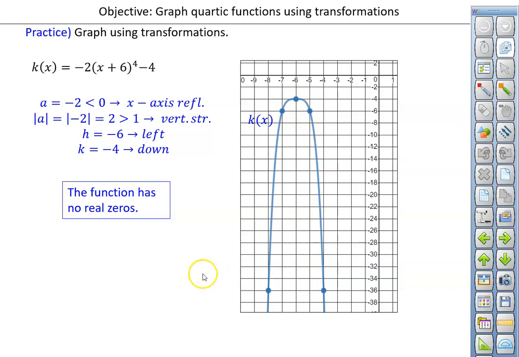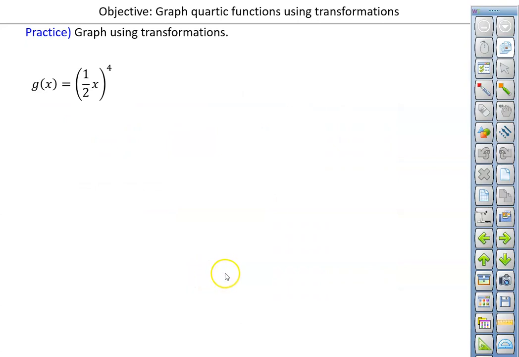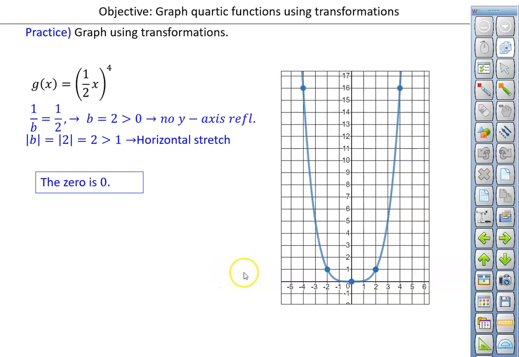I think there's one more here. All right, let's see how you did on this one. So here we've got no reflection, but this is our 1 over b parameter, so b would be 2, and 2 is greater than 1, so we have a horizontal stretch. Here the h would be 0, because the vertex stays at 0, 0.